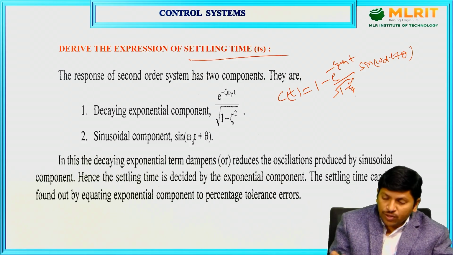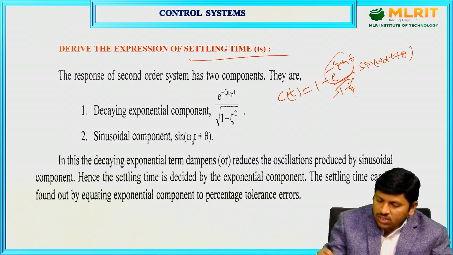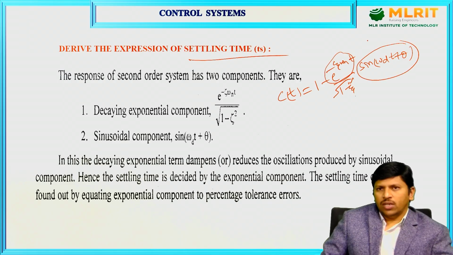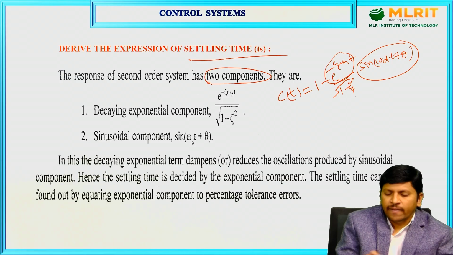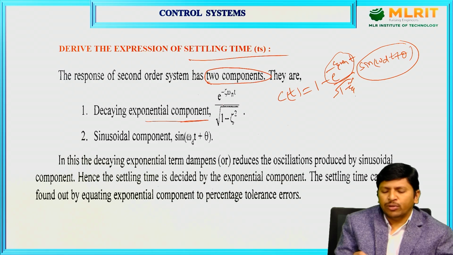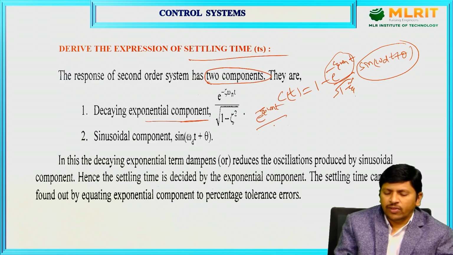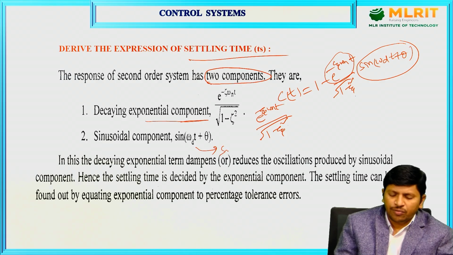So from this, just observe this one is the exponential term and here one more is the sinusoidal function, right? Two functions are there. The response of the second order system has two components. One is the decaying exponential component, that is e power of minus zeta omega n t divided by under root 1 minus zeta square. This is the exponential component. Next is the sinusoidal component, that is sine of omega d t plus theta.